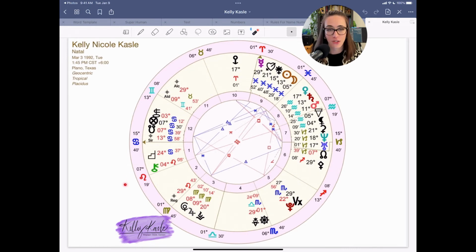So Chiron is called the wounded healer. He was a great teacher. He was a great warrior. He was an artist. He was just an all-around incredible being, half horse, half man. And this is an area of our life where we have some sort of wound that we have to heal in this lifetime. So this is really important to look at.